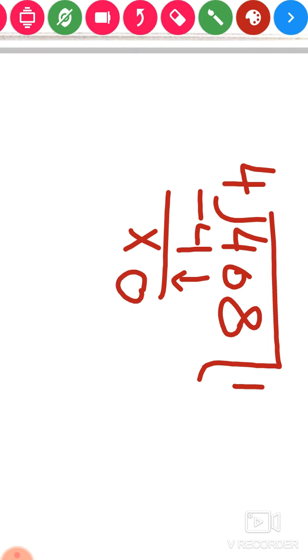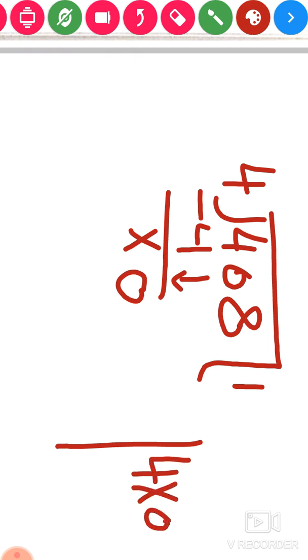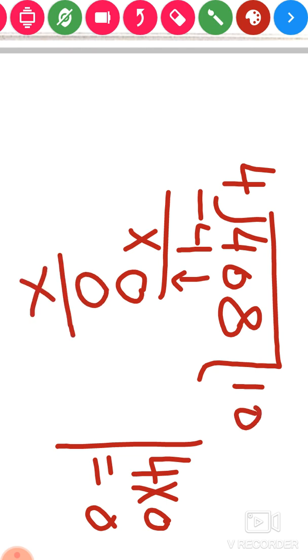Now do we get 0 in 4's table? Well, yes, we do. 4 zeros are 0. Okay. We'll put a cross here. Now we will carry down 8.